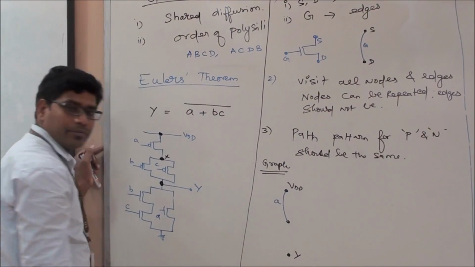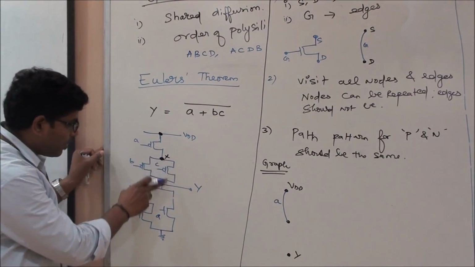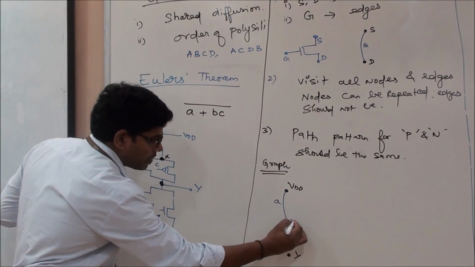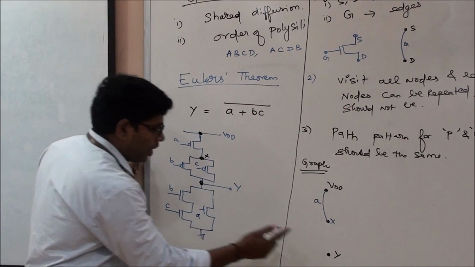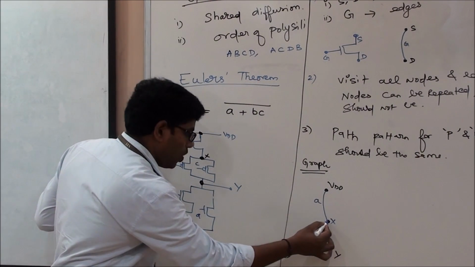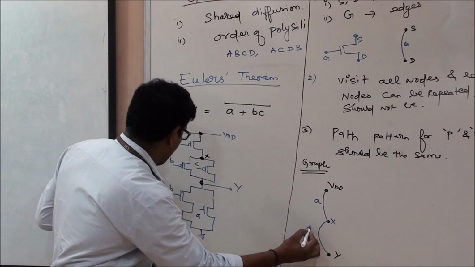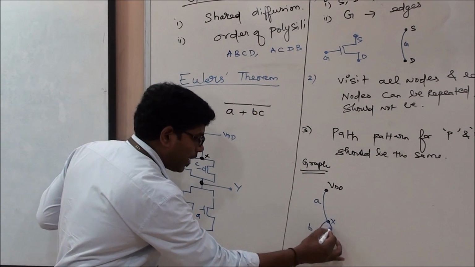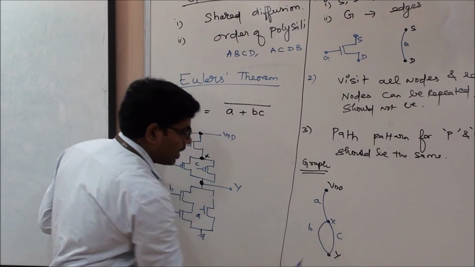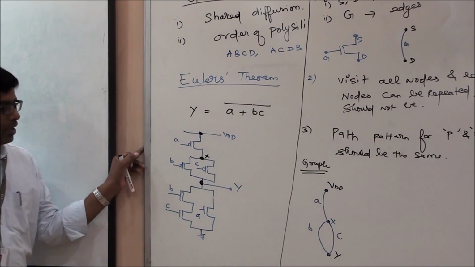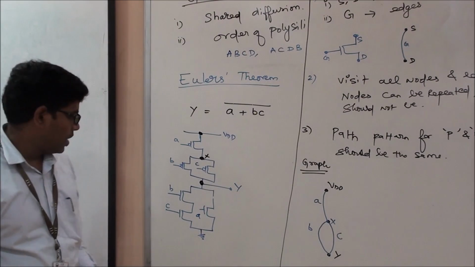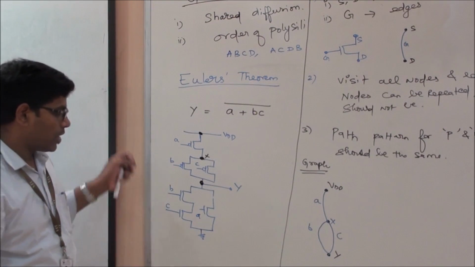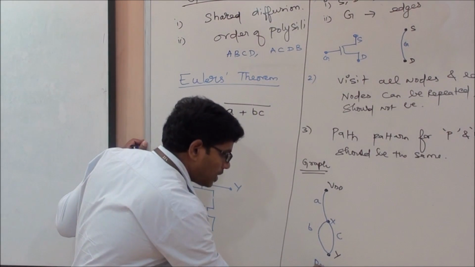So this is my A. Similarly, this point is my X. Temporarily I am giving some node. Between X and Y you have one more transistor running in parallel, B, and another one running in parallel, C. That's it. So you have A, B, C. This is for a PMOS.